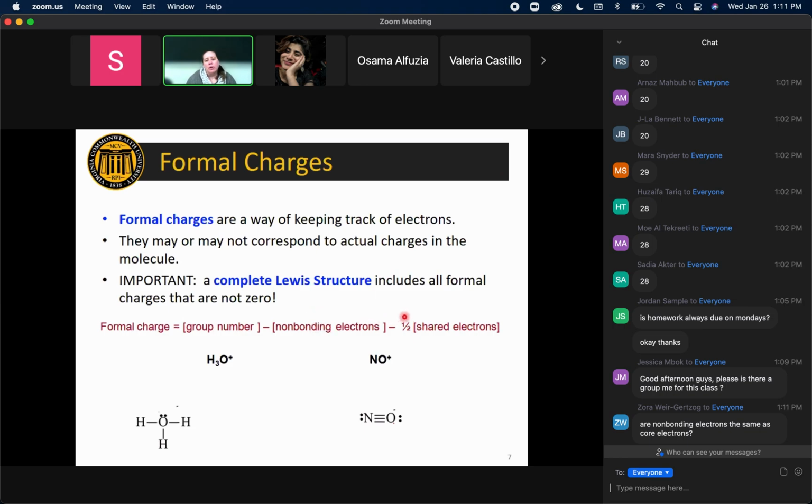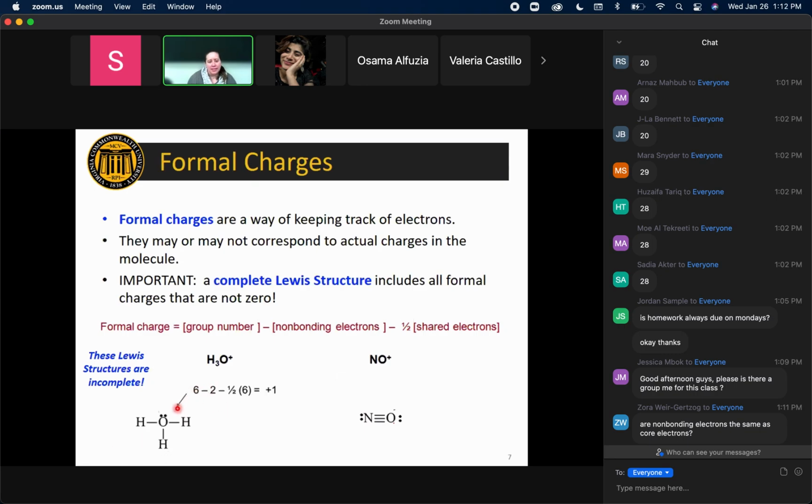And then from 4, we're going to count up all of the shared electrons that oxygen atom is claiming that are shared with other atoms. We're going to divide that number by half. So this oxygen is sharing electrons with a hydrogen here, and one here, and one here. So it is sharing 6 electrons. And so half of 6 is 3. Now we have 6 minus 2 minus 3, which gives us 1.